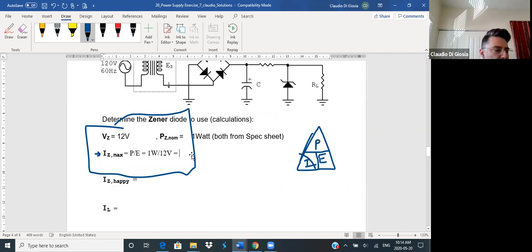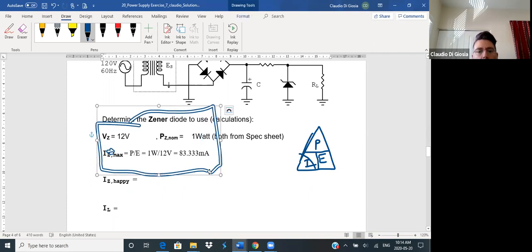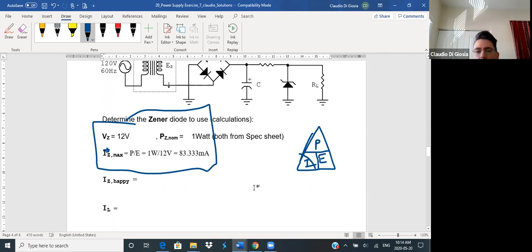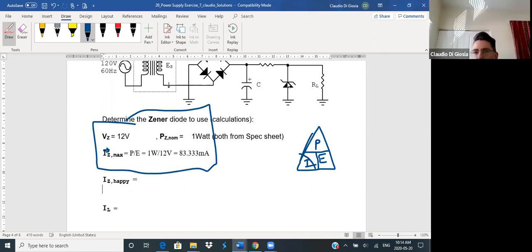Okay, so 1 watt divided by 12, so 1 divided by 12 is equal to 83.33. So 83.333. What are we looking at? Milliamps. Okay. So that's the maximum. Here we're looking at this guy here, which is IZ. That is the max. Anything beyond that, what's going to happen? We're going to exceed 1 watt. It's probably going to start smoking.